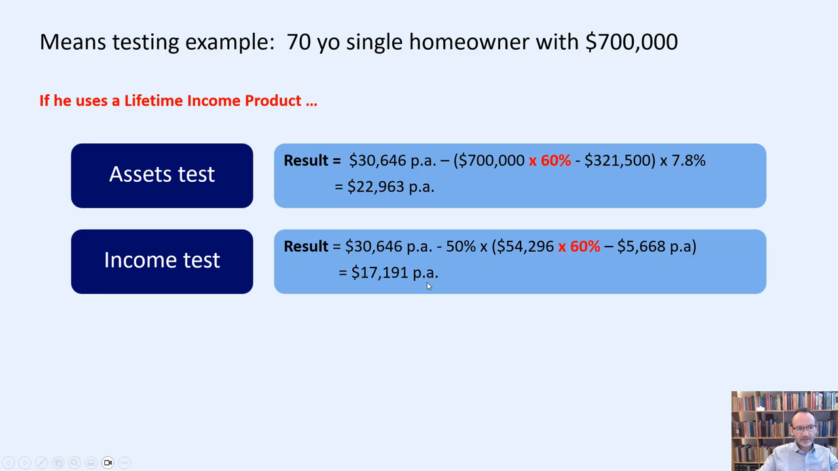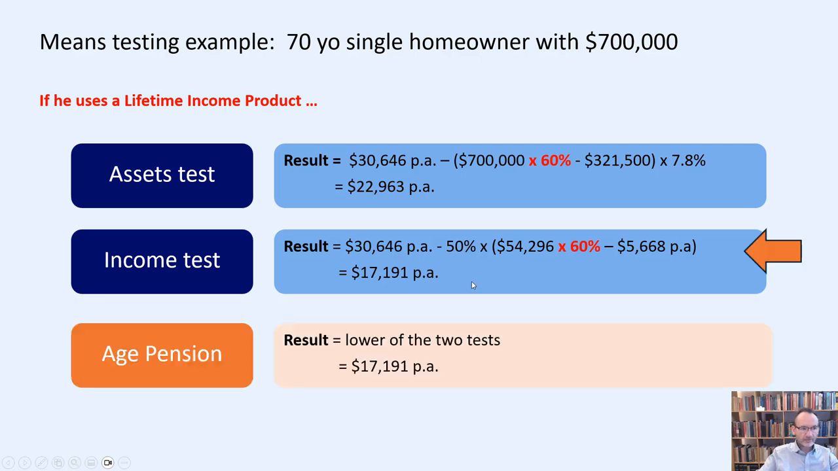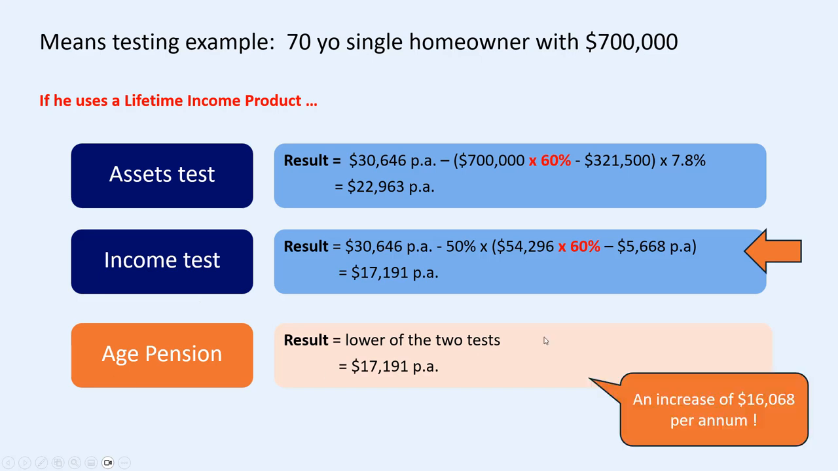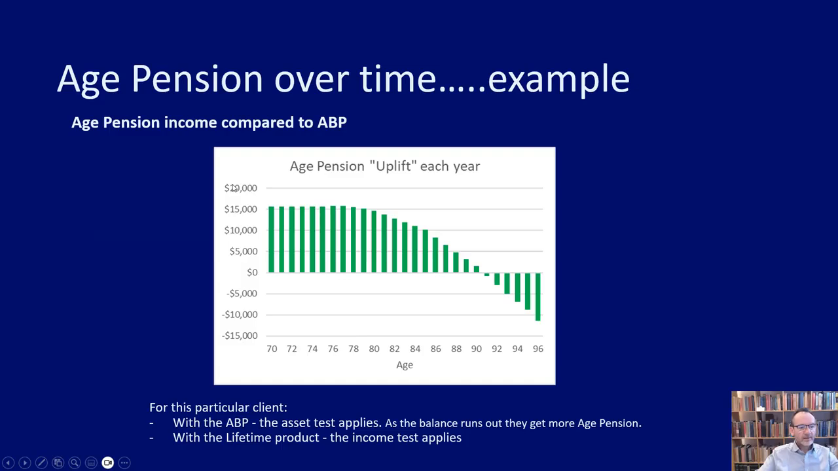So that's 17,191 per annum. Again, he gets the lower of the two tests, but it's considerably higher than he would have got had he kept all that money in an account-based pension. It's an increase of 16,000 per year higher. But that's only year one.